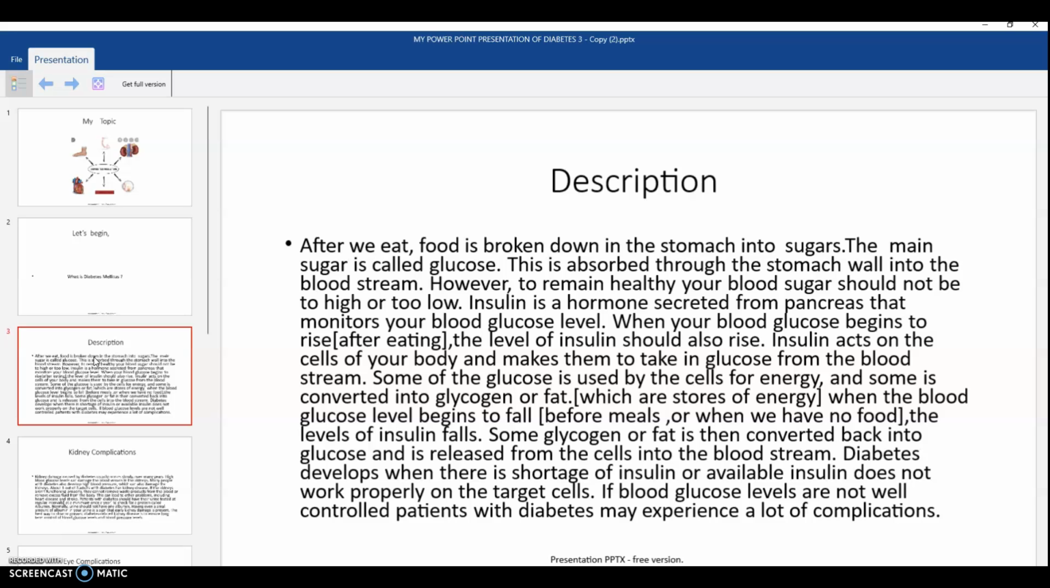So those people who are being affected by diabetes are also encouraged to control this sugar level, because if not, they may experience some complications in their bodies. So the next thing, we are going to look at some of the complications that come.